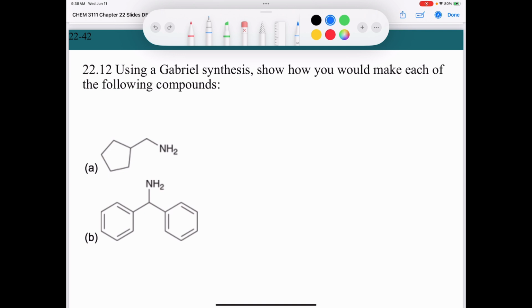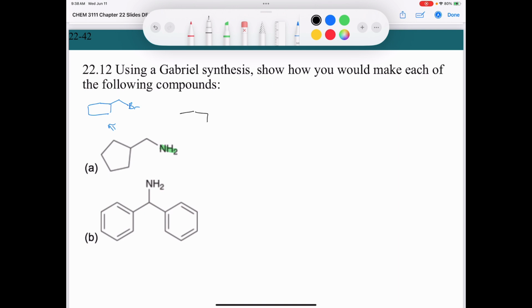All right, using a Gabriel synthesis, show how you would make each of the following compounds. All right, so we know that our nitrogen is going to come from our phthalimide, right? And all the rest of the molecule is going to come from our alkyl halide. So if we do a retrosynthesis, we're going to need the potassium phthalimide, obviously, but our alkyl halide is going to have all of these carbons in it, right? So we'll put bromine, you could put iodine, you could put chlorine, doesn't matter. Okay, so let's pencil the whole thing down and I'll show you what the expectations are.